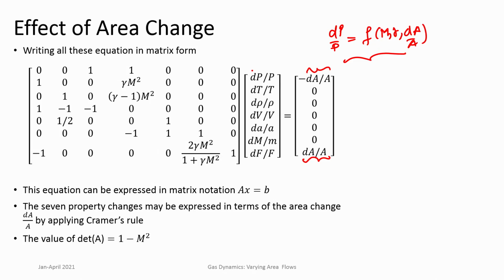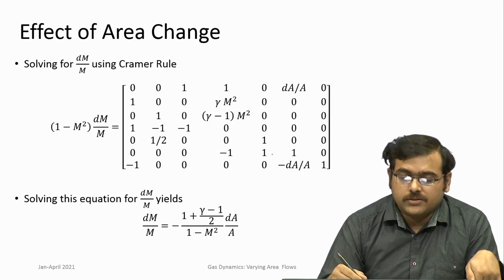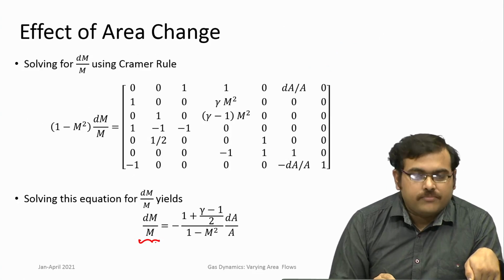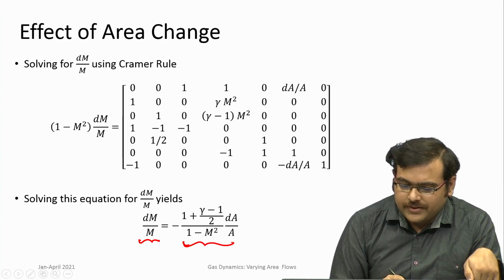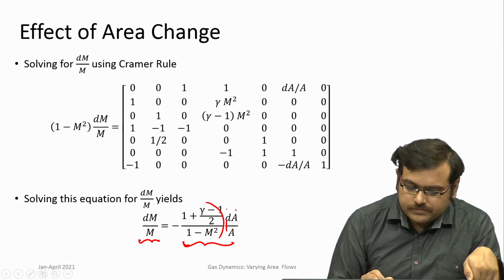Nowadays you have Mathematica and Maple kind of symbolic mathematical operators to do these operations, and you can get this quite readily, easily. So you can use Cramer's rule, solve the equations, and you can get dM by M as a function of only Mach number, gamma, and dA by A. dA by A is the forcing.